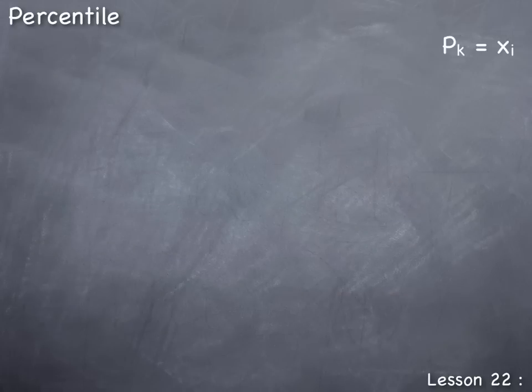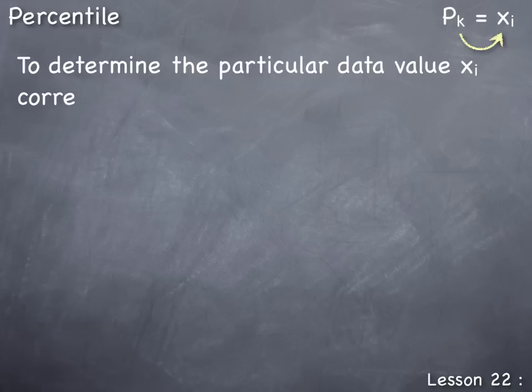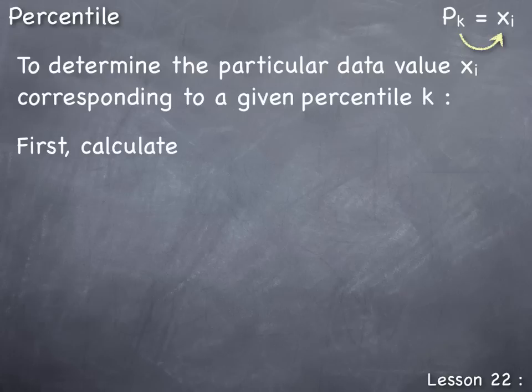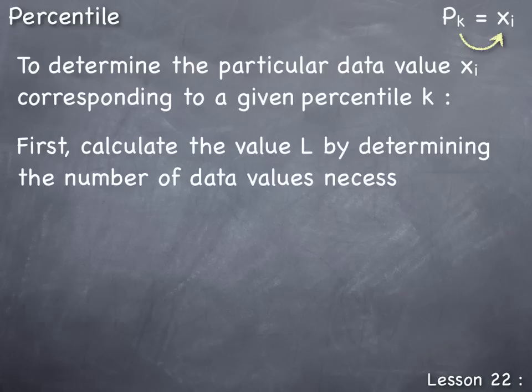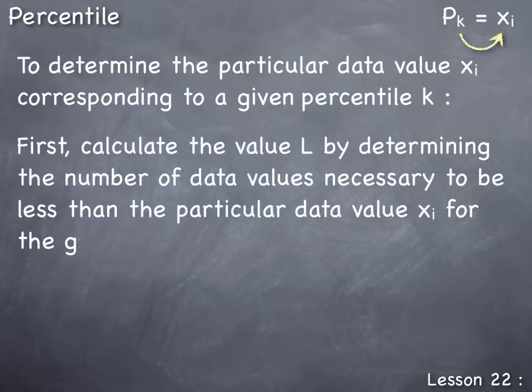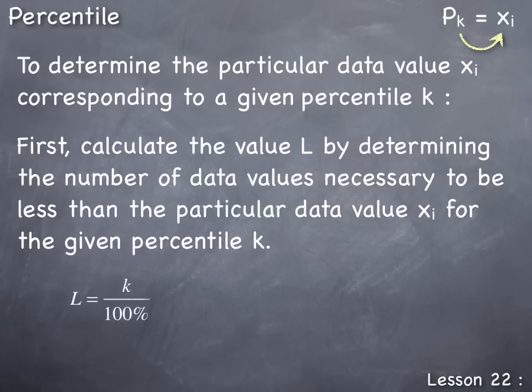Now for the other type of problem, where we're given the k and we try to find the particular data value x sub i. To determine the particular data value x sub i corresponding to a given percentile k, first we need to calculate the value L by determining the number of data values necessary to be less than the particular data value x sub i for the given percentile k. This is done by using the formula L equals k over 100% times n.